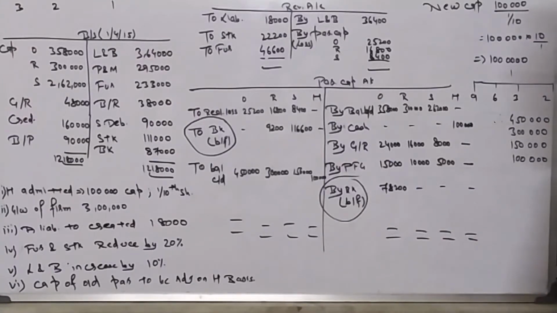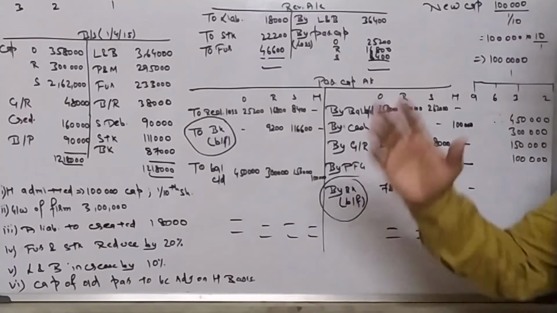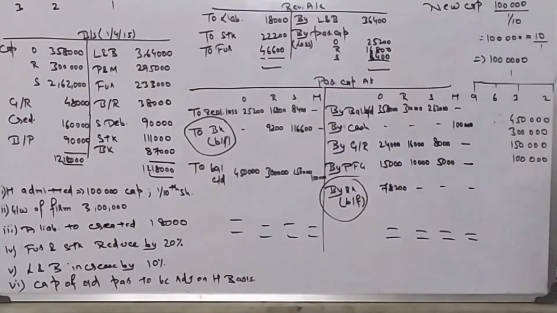Now let's do one full-fledged sum again in reverse mode, when the new partner's capital will be adjusted on the basis of old, or the new partner's capital will be calculated on the basis of old.